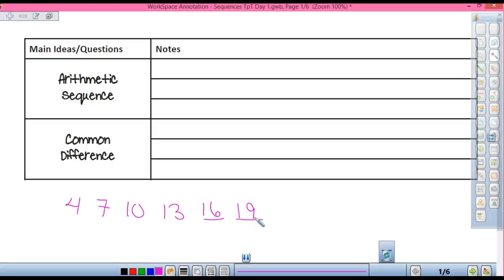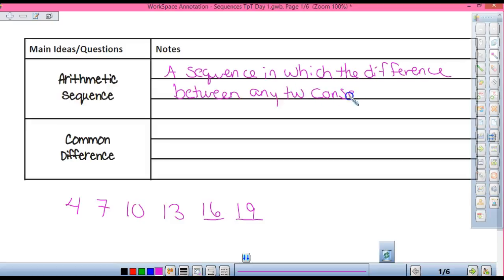So, this is an arithmetic sequence. All it is, is a sequence in which the difference between any two consecutive terms is the common difference. It's that difference that we talked about. So it's the numerical difference. And we're going to call it D for difference.